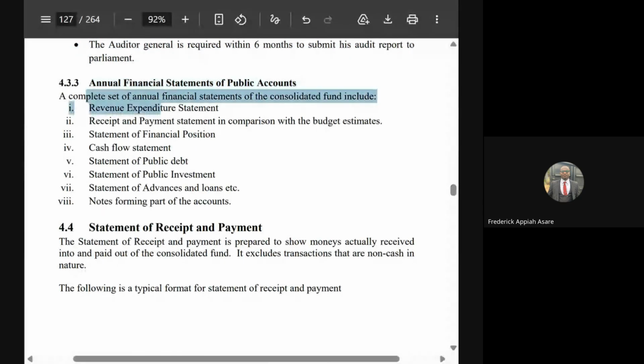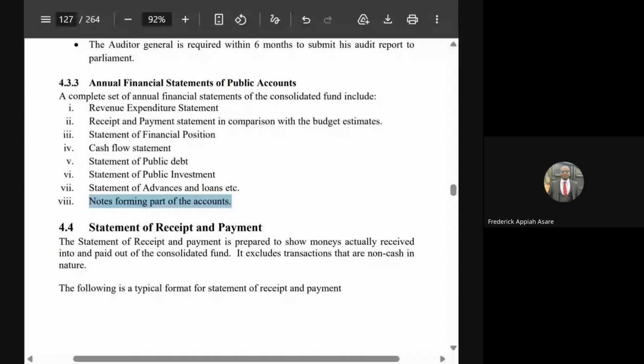So you must be able to prepare the revenue expenditure statement, receipt and payment statement, statement of financial position, cash flow statement, statement of public debt, statement of public investment, statement of advances and loans, and notes forming part of the accounts. So these are the actual reports when it comes to the public sector.